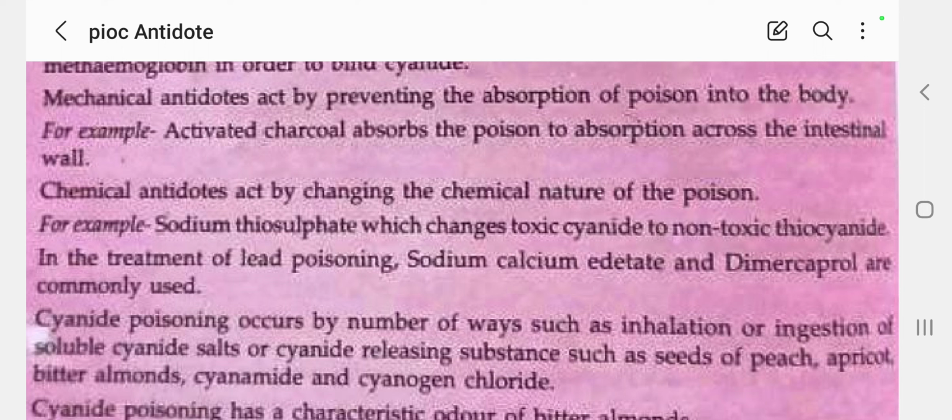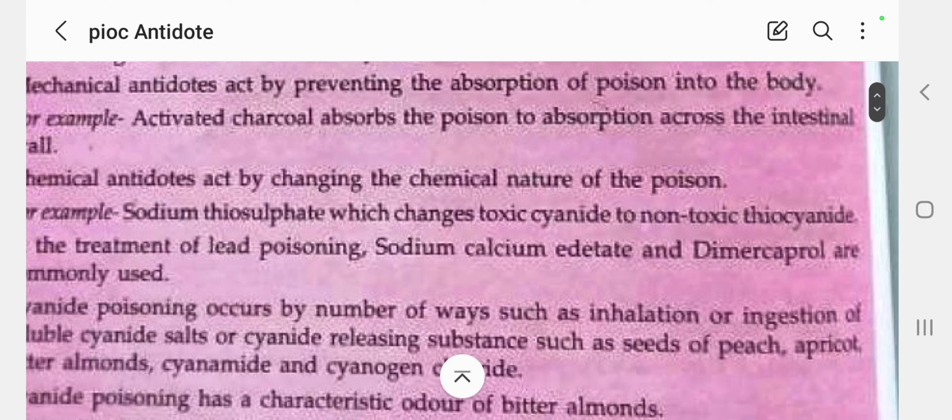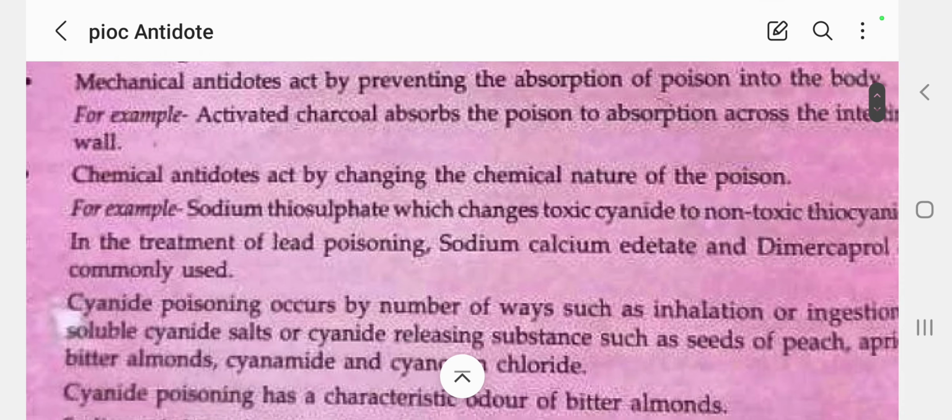So in the treatment of lead poisoning, for example, where a person intentionally or unintentionally ingested lead, sodium calcium edetate and dimercaprol are commonly used. So what are the three pharmaceutical inorganic substances for lead poisoning? Examples are Na2S2O3, which is sodium thiosulfate, and sodium calcium edetate and dimercaprol.